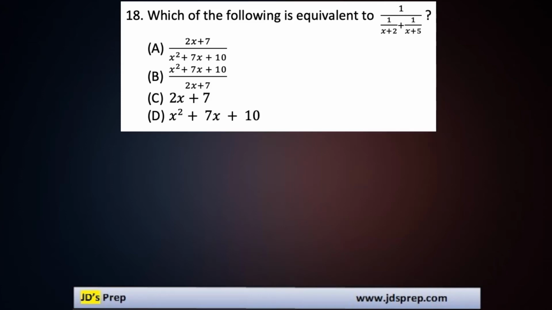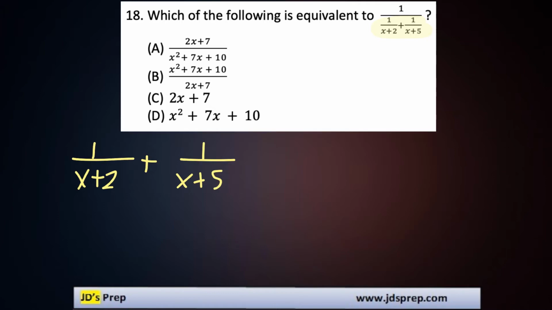To find an equivalent expression to what is given here, a good strategy would be to first just look at our denominator, this thing here that I've highlighted. And what we want to do is rewrite it so that it is one fraction. Okay, so we've got 1 over x plus 2 plus 1 over x plus 5.